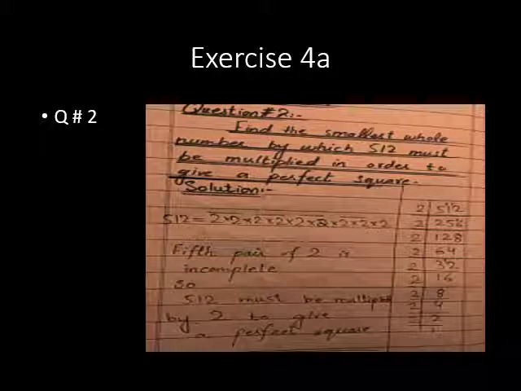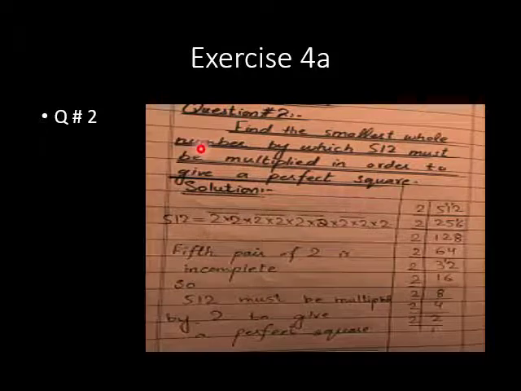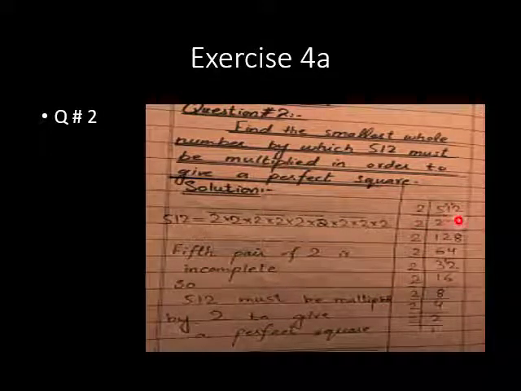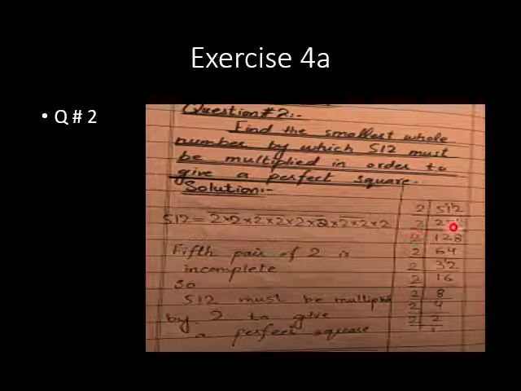Now we will see question number 2. Find the smallest whole number by which 512 must be multiplied in order to give a perfect square. First we will find its factors. 2 2s are 4, 2 5s are 10, 1 is left, 2 6s are 12, 2 1s are 2, 2 2s are 4, 1 is left, 2 8s are 16, 2 6s are 12, 2 4s are 8, 2 3s are 6, 2 2s are 4, 2 1s are 2, 2 6s are 12, 2 8s are 16, 2 2s are 4, 2 1s are 2.